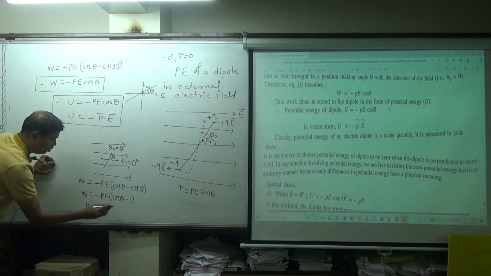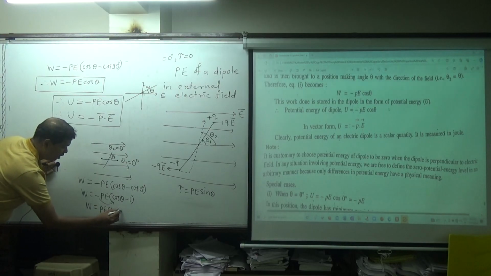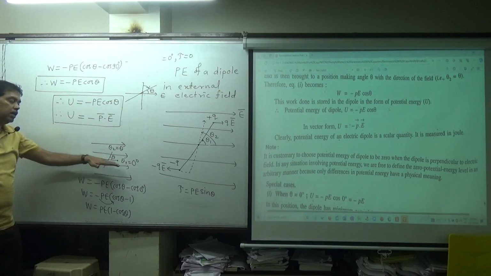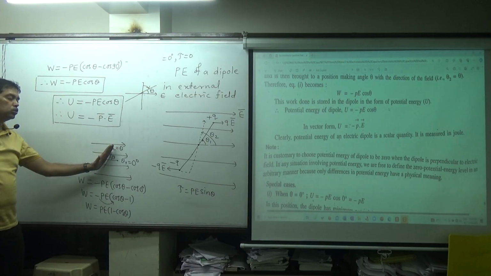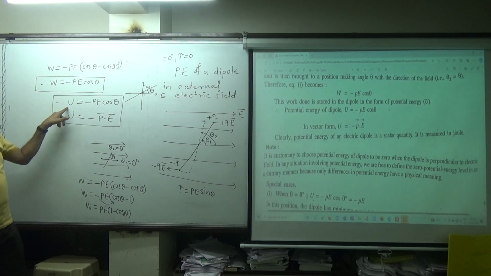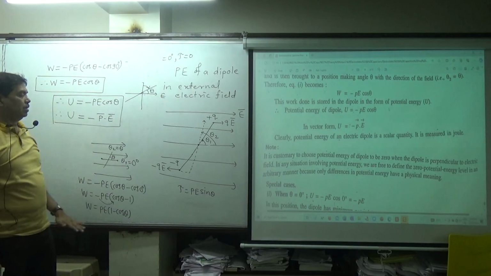So work done is equal to, if I put minus inside, it would have been PE into 1 minus cos theta. So I should have chosen work done to rotate from 0 to theta. But to define the potential energy, I have chosen to rotate it from perpendicular, that is 90 to theta.